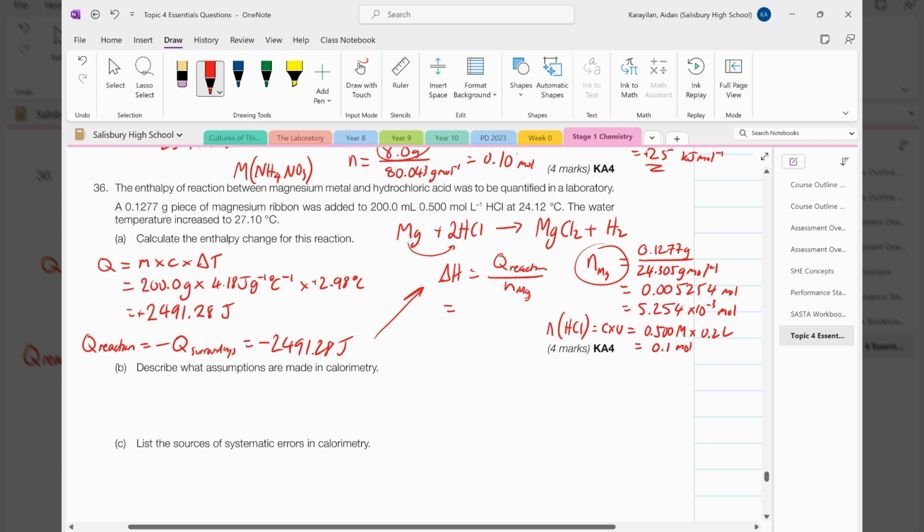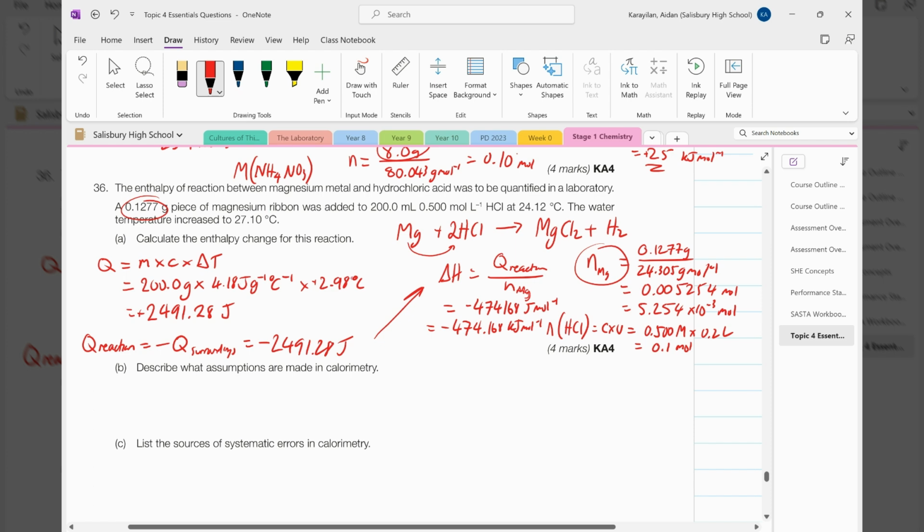So our delta H is going to be our Q of our reaction, which is negative 2491.28 divided by our 0.005254, giving us negative 474.168 joules per mole, which will be negative 474.168 kilojoules per mole. And the last step, which is 4 significant figures there.